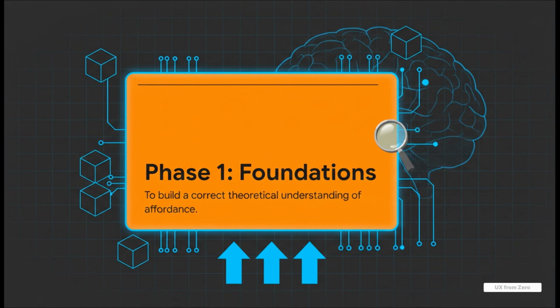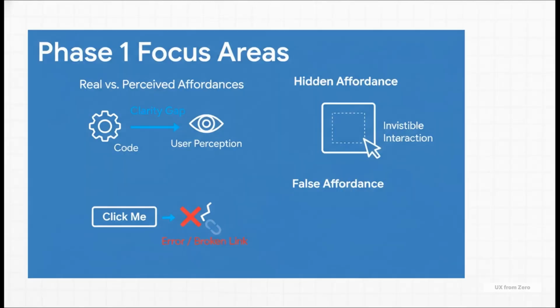Okay, let's move on. So once we've cleared away the rubble of those old assumptions, it's time to build a rock-solid foundation. That's phase 1. The whole point here is to give you the correct mental models to build everything else on. This is where we get into the really meaty stuff. We're talking about the critical difference between a real affordance, what's technically possible, and a perceived affordance, what the user thinks is possible. We'll also break down hidden and false affordances, basically the things that make users feel frustrated or even tricked by our designs.